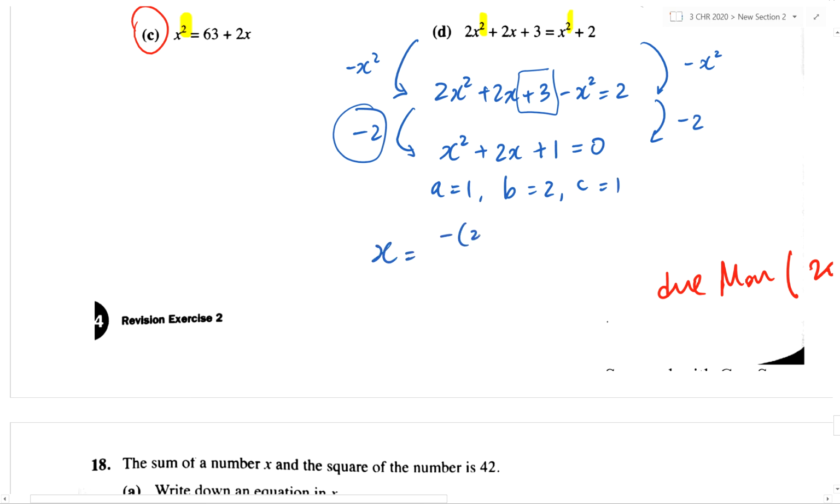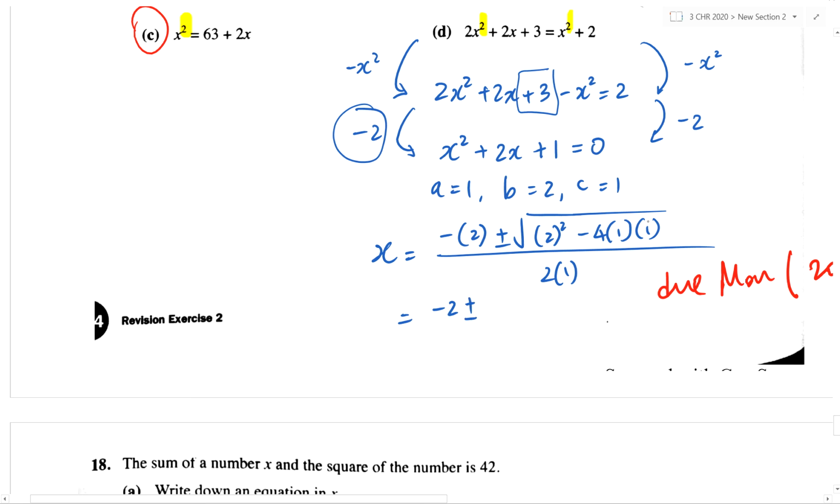X equals minus b, plus minus square root of b squared minus 4 times 1 times 1, over 2 times 1. Minus 2 plus minus square root of 4 minus 4, that's 0. I'm happy to see that. So we have plus minus square root 0. Square root of 0 is just 0. In this case, instead of the usual 2 answers, we are going to have one answer only. I'll show you why. First, it is negative 2 plus 0 over 2, negative 2 minus 0 over 2. And you realize that both of them have the same answer of negative 1.